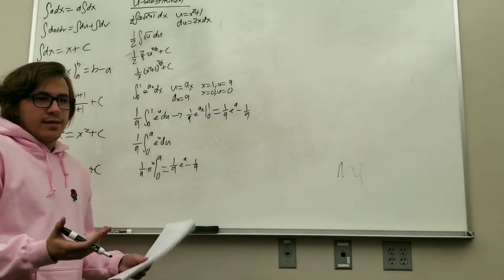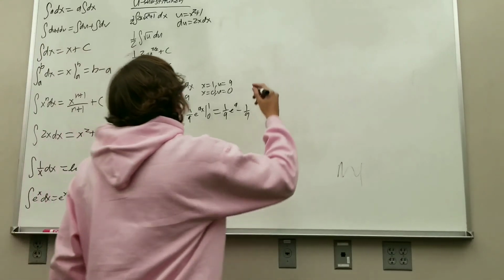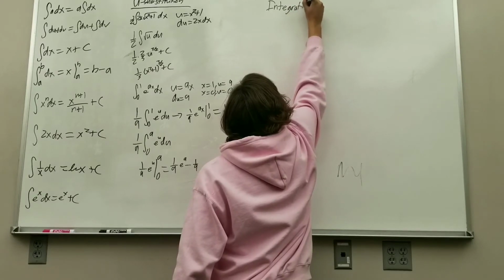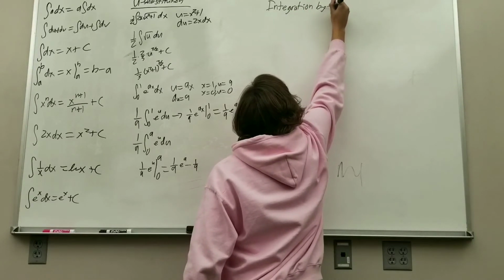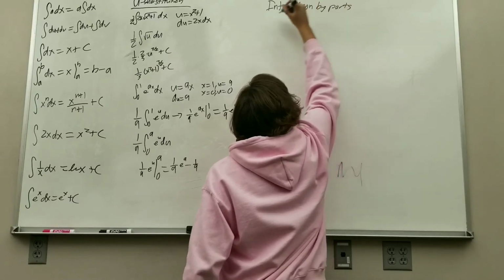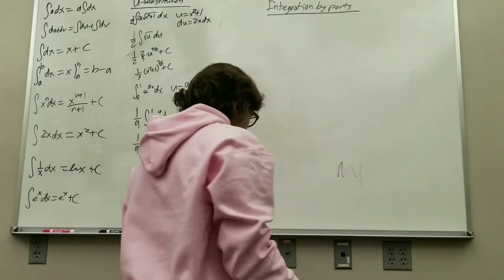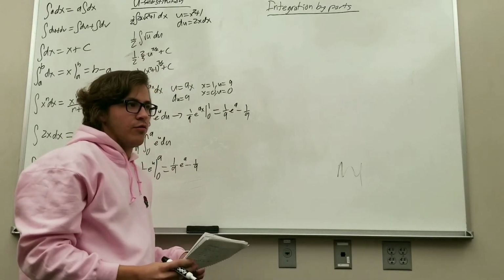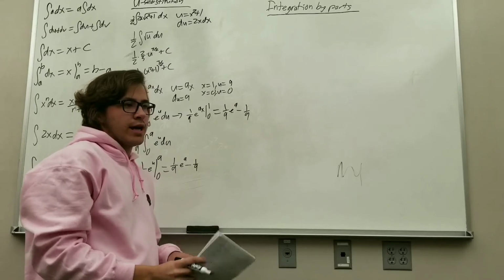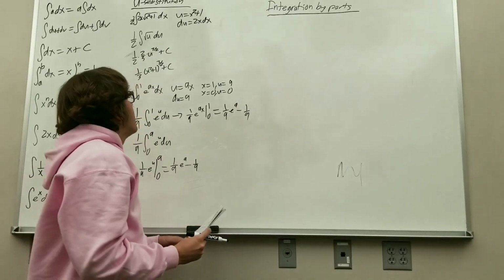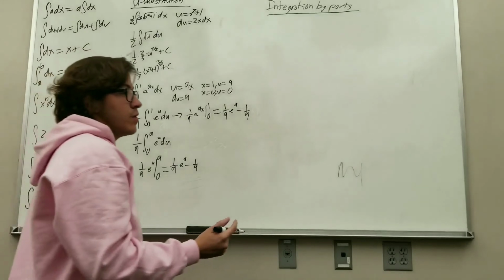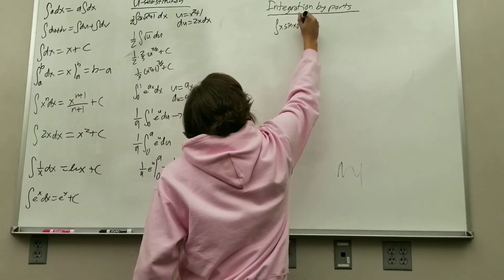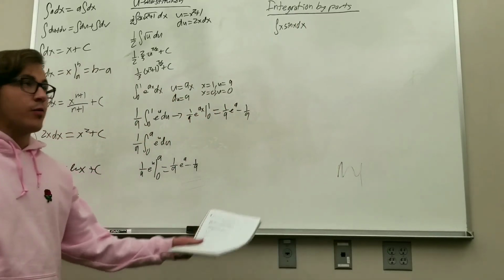And then the next main thing to do for integration is integration by parts. And so this is a good way of getting out of integrals that you can't use trig identities for, or that you can't do just u substitution for. So a good example is this one.